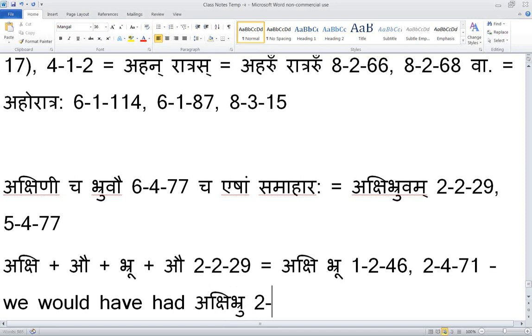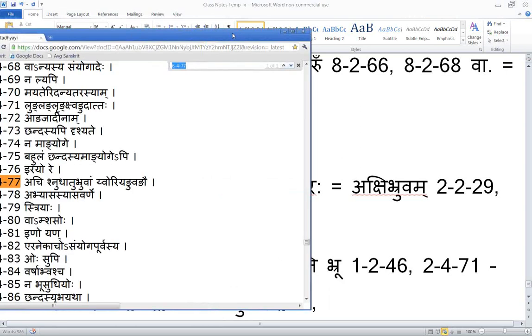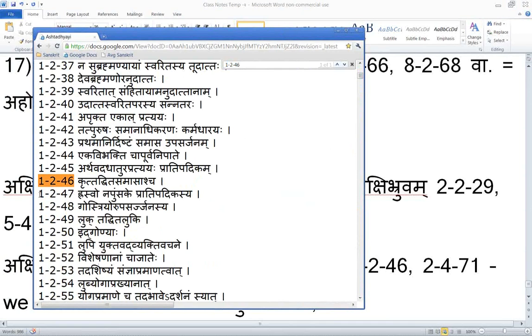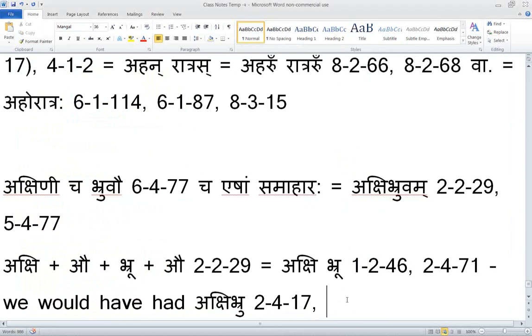How would we have had that? We would have done sanapumsakam, and then Rassanapumsake pratipadikasya, that one is 1247. So it becomes akshibru, that would have been the form. But that is not the correct form. What we are going to get now is the pratyaya ach. For this specific compound, the eyes and the eyebrows, Pani says the pratyaya ach has to be used. Let's continue from here.